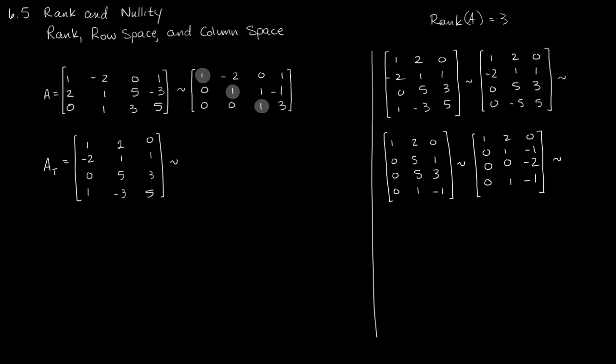Now, let's take the opposite of row 2 and add it to row 4. I get 1, 2, 0, 0, 1, negative 1, 0. Let's scale row 3 as we go here.